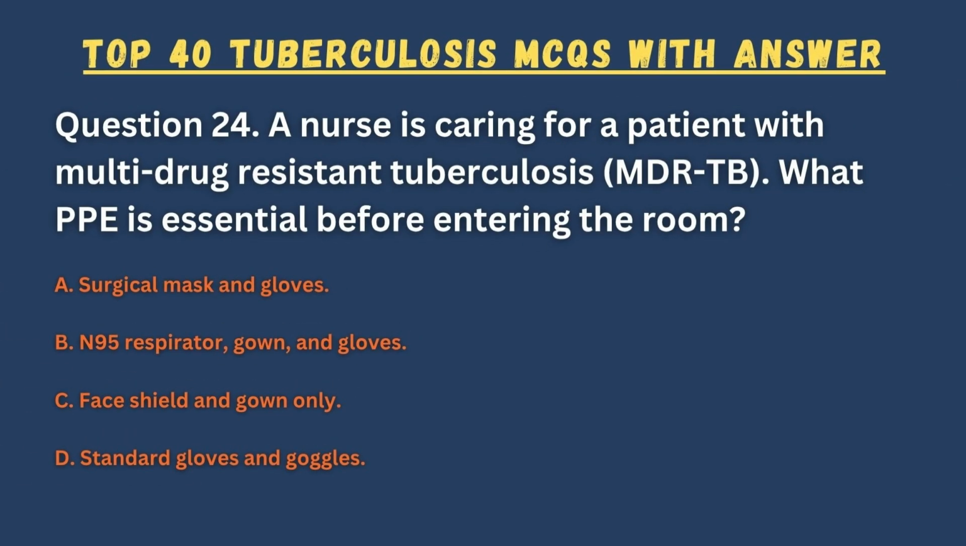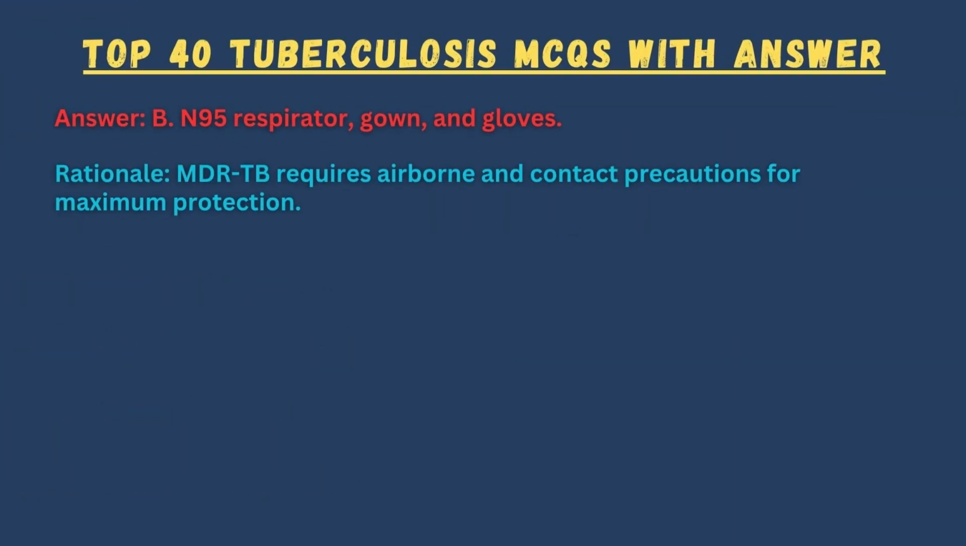Question 24. A nurse is caring for a patient with multi-drug-resistant tuberculosis, MDR-TB. What PPE is essential before entering the room? A. Surgical mask and gloves. B. N95 respirator, gown and gloves. C. Face shield and gown only. D. Standard gloves and goggles. Answer. B. N95 respirator, gown and gloves. Rationale. MDR-TB requires airborne and contact precautions for maximum protection.